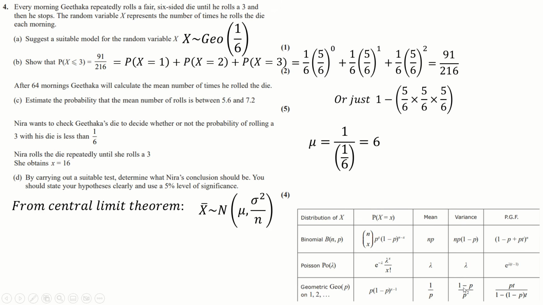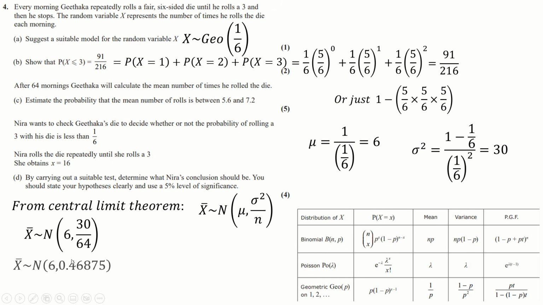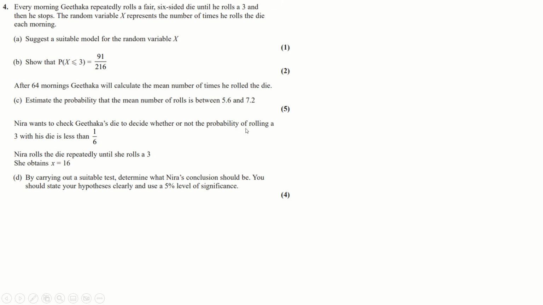And the variance, which is sigma squared, is going to be 1 minus a sixth over a sixth squared, which is this here. So this will be X bar to the n with 6 here and 30 over, what is n here, 64, which is, I guess, this. And we're just looking for the probability to be between those two numbers. And we'll just get this as our answer if we type that into a calculator, which you can do. Good. This person wants to check whether the probability is actually less than a sixth.